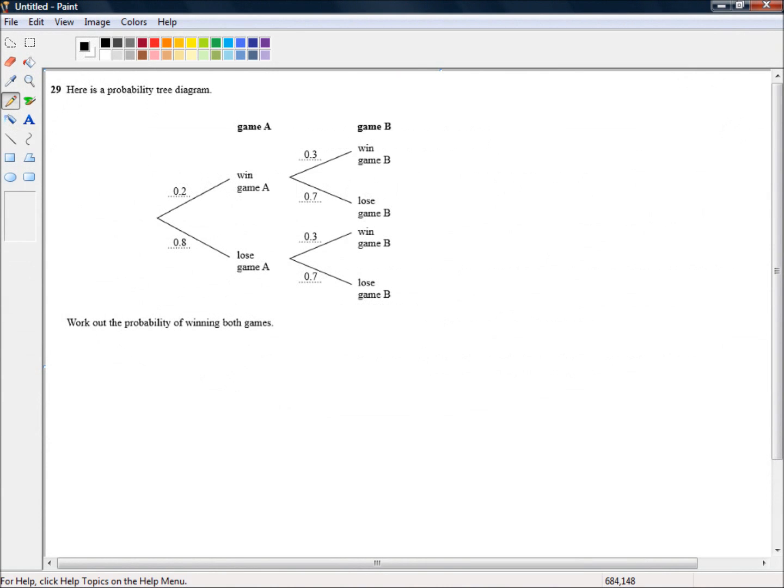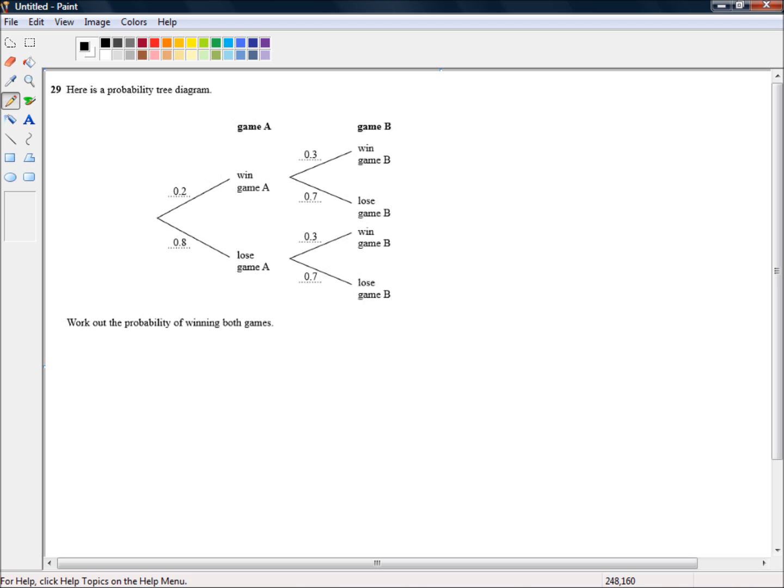Okay, well, so much for the theory. Let's have a go at putting this into practice. This is a question lifted from an actual GCSE sample paper. It says, here is the probability tree diagram. Work out the probability of winning both games.